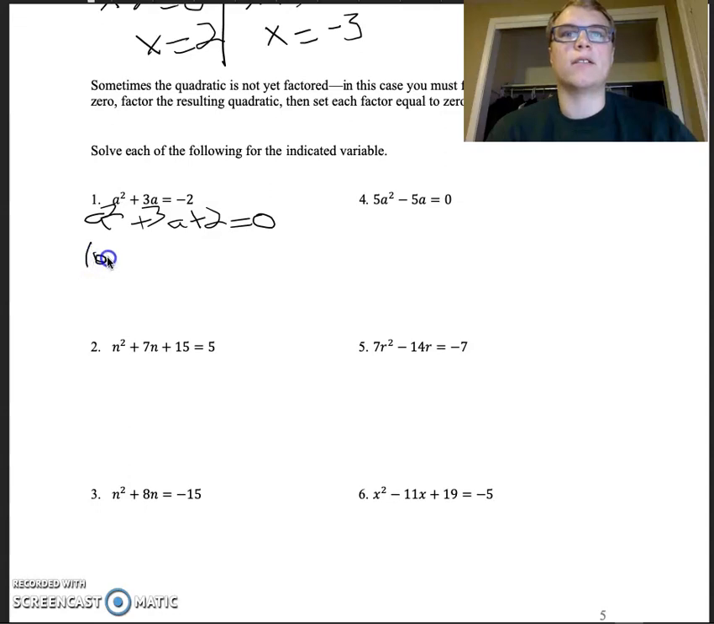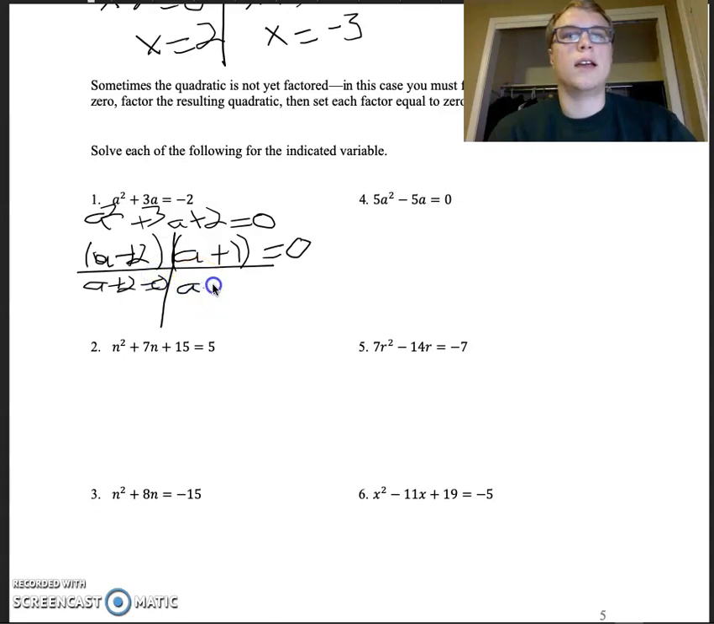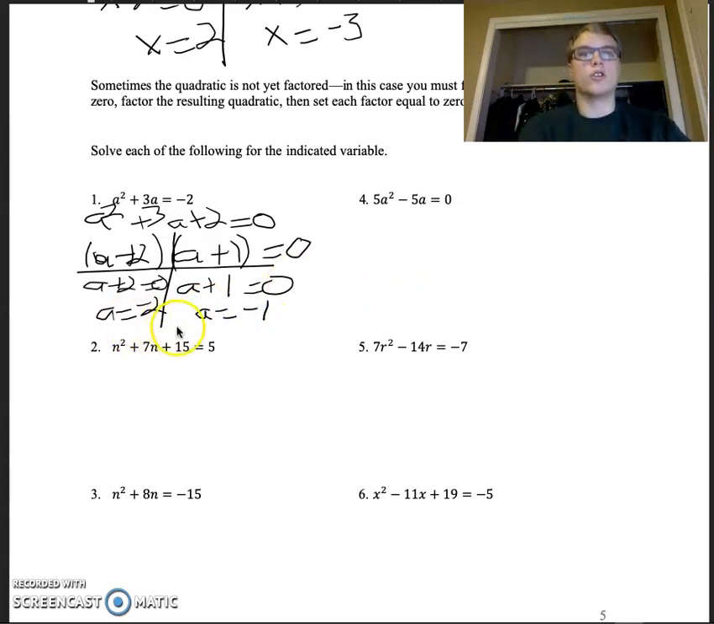So we're going to have a plus 2 times a plus 1 equaling 0. And that's where we can separate it. Then we'd have a plus 2 equals 0 and a plus 1 equals 0. And then we solve for a. So we get a equals negative 2 and a equals negative 1. Those are our two answers. Because it's quadratic, we will have two answers.